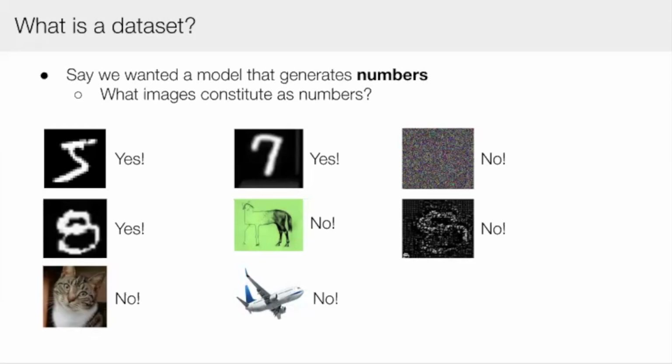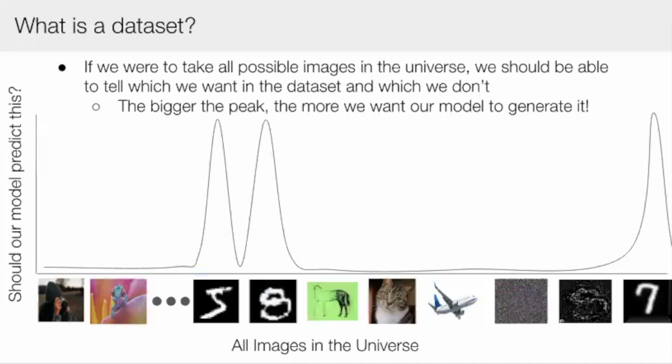Either this is what we want or this is not what we want, right? So if we were to take all possible images, our domain is all possible images that could be constructed, that have been constructed. Just all possible combinations of 256 by 256 by 3. If you were to plot them all, you can imagine a little graph where we put spikes, and the question is, should our model predict this?